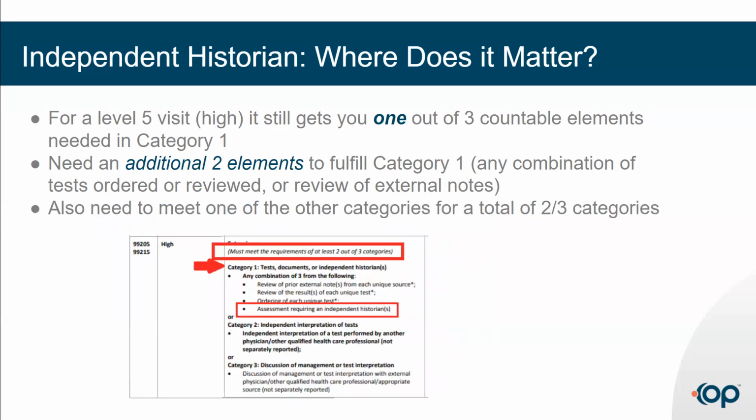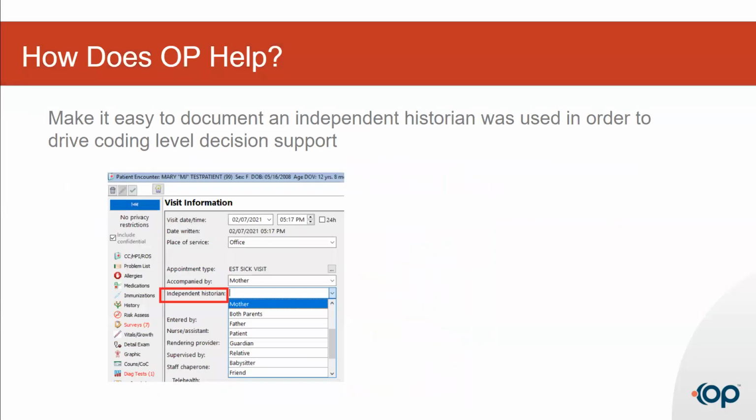For a level 5 visit or a high visit, it gets you 1 out of the 3 countable elements that we talked about above, but you still need to fulfill the category 1. In addition, you also need to meet one of the other categories so that you have met the criteria in at least 2 out of the 3 categories.